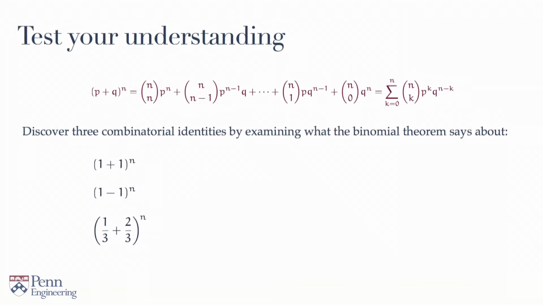Now that you're back, let's start with the first problem. (1 + 1)^n. Identify p with 1, q with 1 in the binomial theorem. And when you do that, you get the following expression, a sum of binomial coefficients. But because 1 plus 1 is manifestly 2, that sum of binomial coefficients, n choose 0, plus n choose 1, plus n choose 2, and so forth, till n choose n, must be equal to 2^n. Here is your first identity.